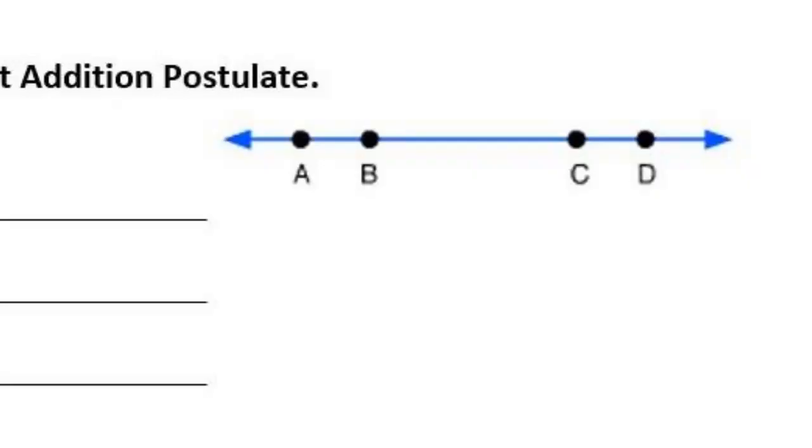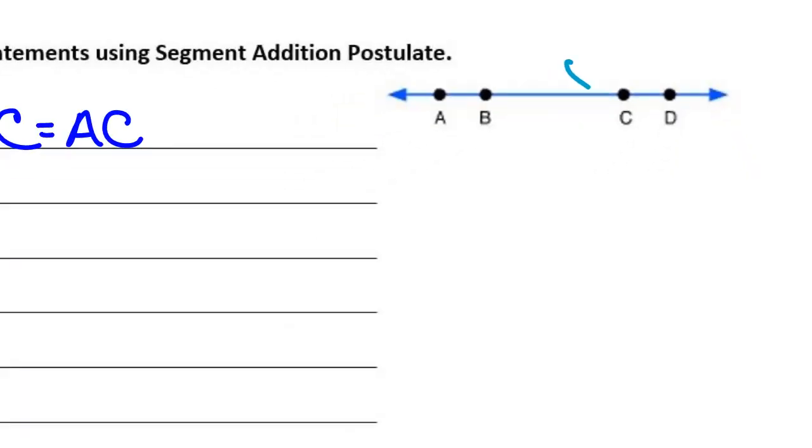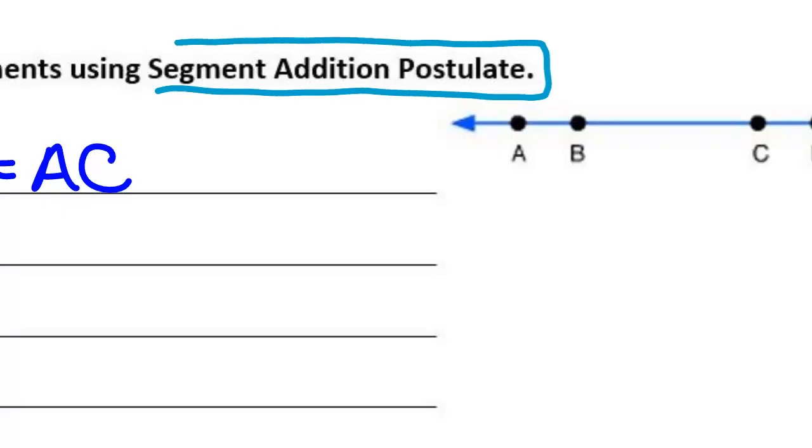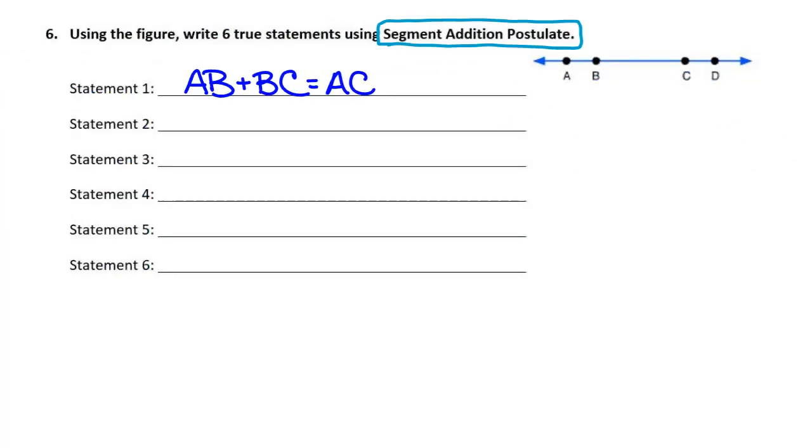We don't know that. Remember, we're trying to write this about the segment addition postulate, and we can only use the picture in front of us. They are not marked as congruent. They didn't tell us that they were congruent. We cannot say that they are congruent. You cannot just go based on what the picture looks like.